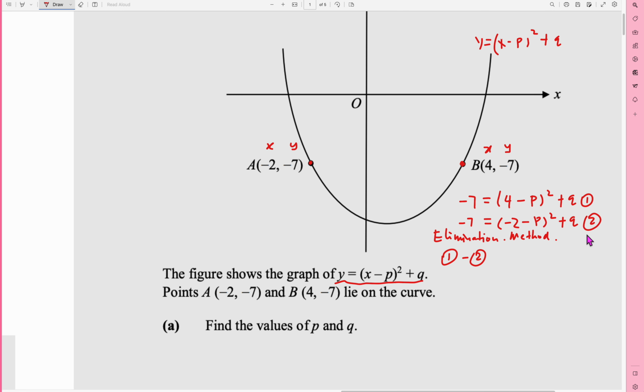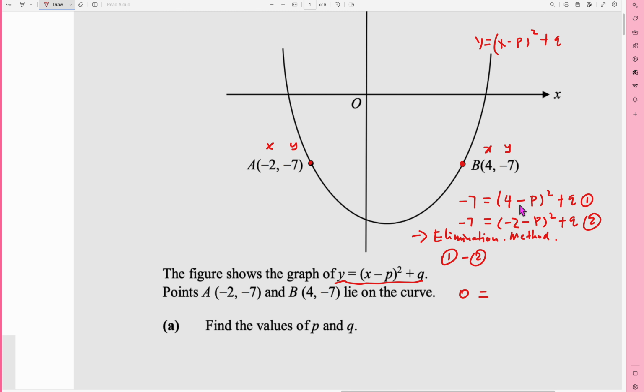You know, when you have equation 1 and equation 2, what concept is that? Simultaneous equations. So they're testing you on simultaneous equations here. For simultaneous equations, there are two methods. One of them is elimination, the other one is substitution. So why do I use elimination? If I use 1 minus 2, -7 minus -7, I get 0. Clear? Plus q minus q, I get 0.